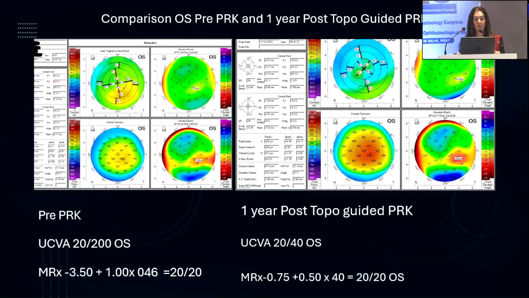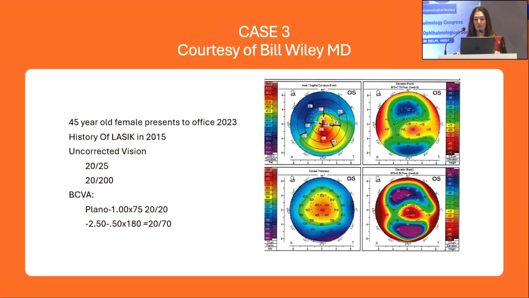She ended up with 20/40 uncorrected vision, best correcting to 20/20 with just a minimal refraction, and was really quite happy. So again, topo-guided PRK, yes, another option for patients with keratoconus, following or in conjunction with cross-linking, your choice, but make sure the patient knows that we are going for improvement and not perfection.